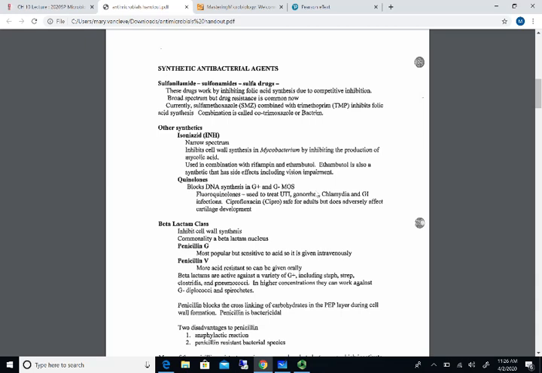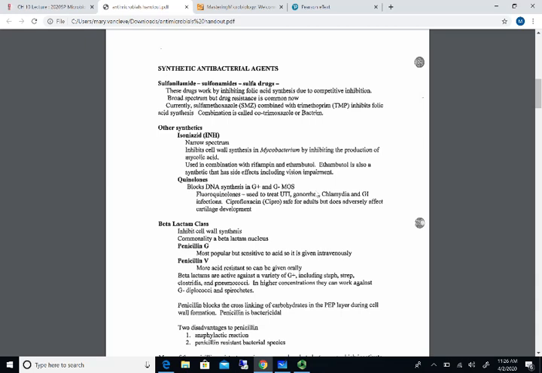Isoniazid. Let me see if I can go ahead and find it in my chart, so that way we're tackling two things at once. Isoniazid, I want to say, is at the front. Let me go through here and find it. It is on page 310, and it's the second one down. It's under drugs that inhibit cell wall synthesis.